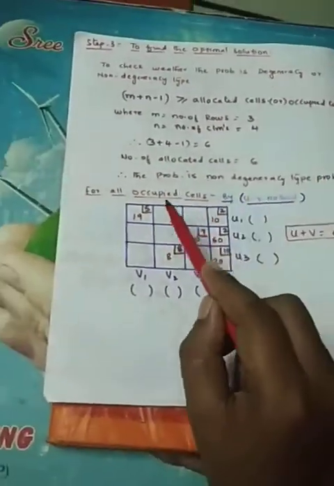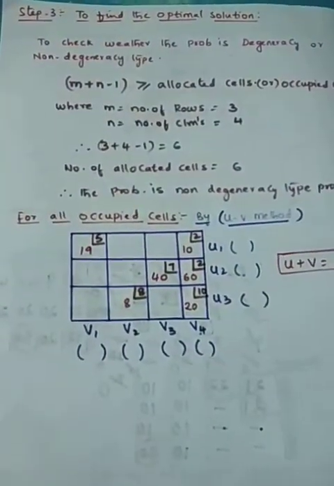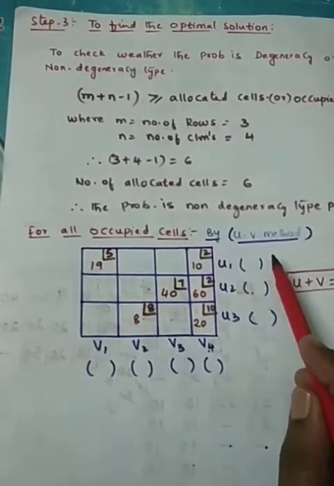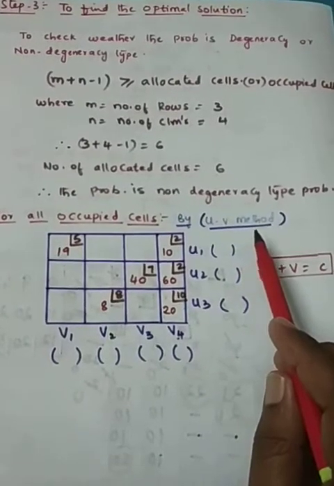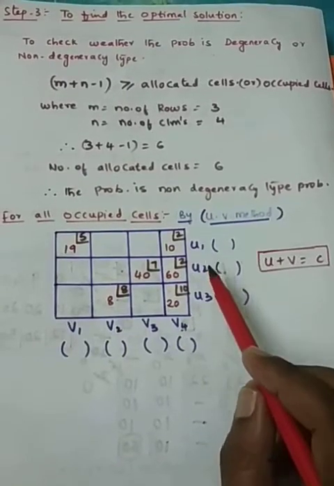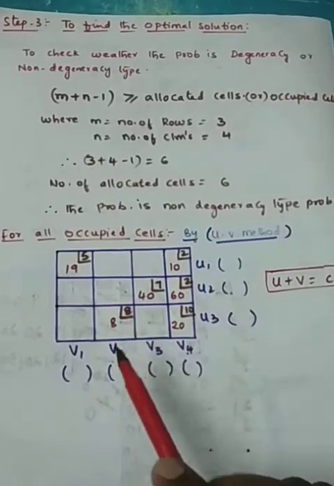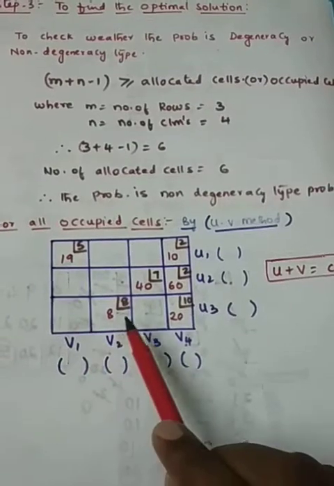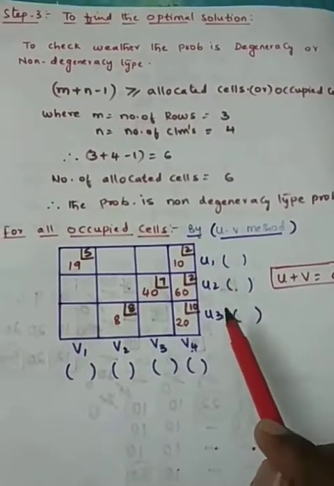Now the next step is, for all the occupied cells, you have to find the values of u and v. This optimal solution is found by using the UV method, which is also known as the MODI method or modified distribution method. You need to find all the values of u as well as v. I indicate the rows with u and the columns with v. So for the 3 rows, u1, u2, u3, and v1, v2, v3, v4 for the 4 columns. So you need to find out the values of u and v.